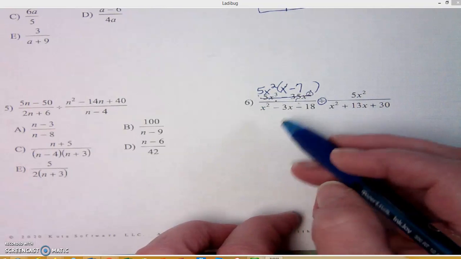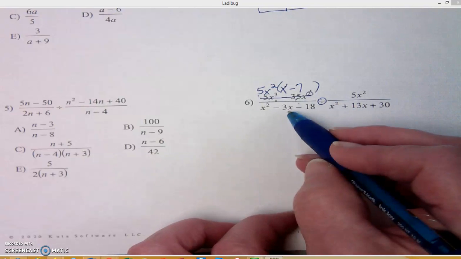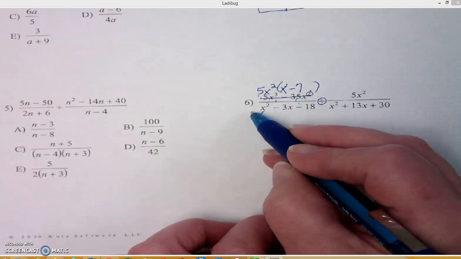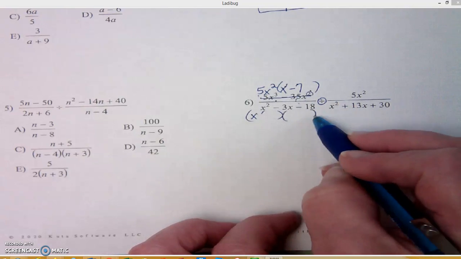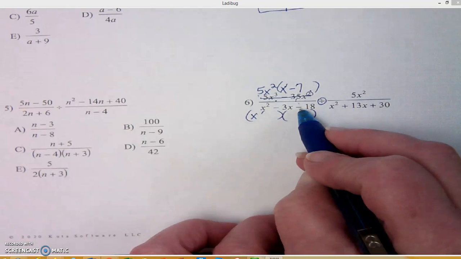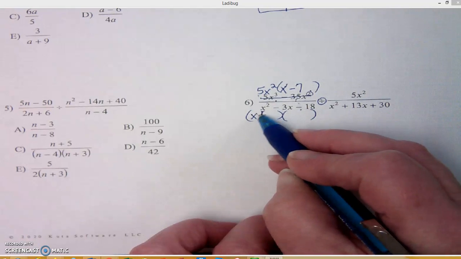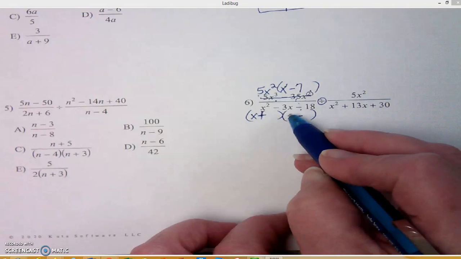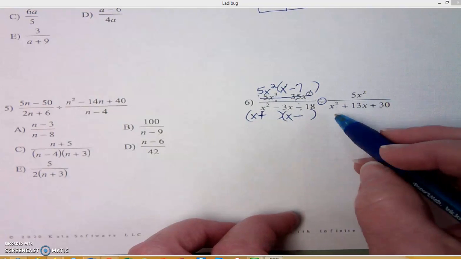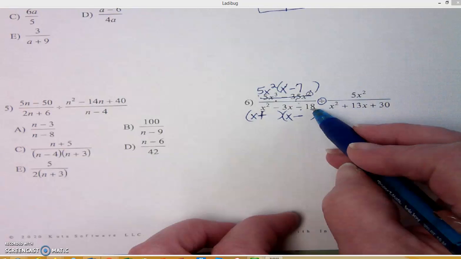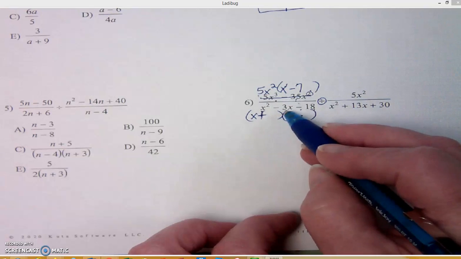So I factored that. I found the greatest common factor. This is a trinomial, so I needed to set it up in two sets of parentheses. This is a minus, so I'm going to have opposite signs, a plus and a minus. I need factors of 18 that when I subtract them give me 3.